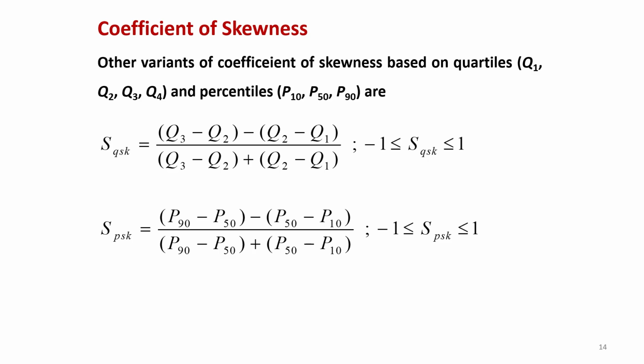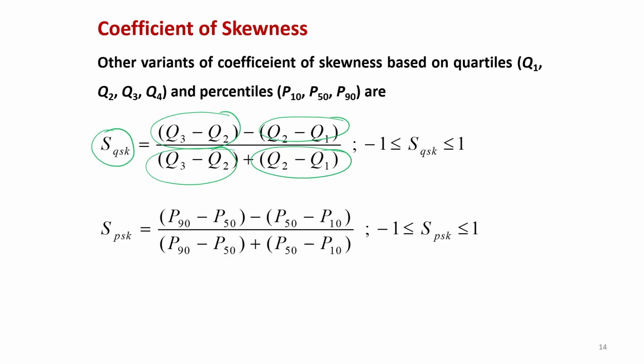And there are some more variants of this coefficient of skewness, because now you can see that it is based on the median. Median is the second quartile, or it is the 50th percentile. So, another variant of the coefficient of skewness, which I call SQSK, is defined as Q3 minus Q2 minus Q2 minus Q1, divided by Q3 minus Q2 plus Q2 minus Q1.